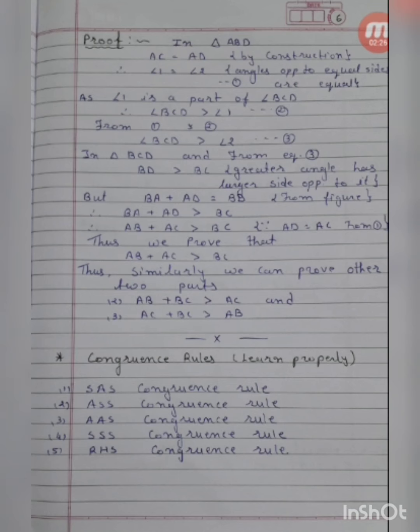Now here all the theorems we have completed, and the five congruence rules you have to learn properly: SAS congruence rule, ASA congruence rule, AAS congruence rule, SSS congruence rule, and RHS congruence rule. All rules you have to use in the sums.